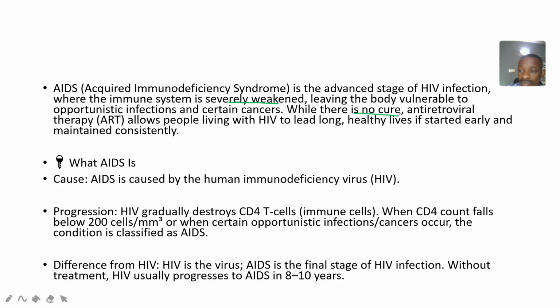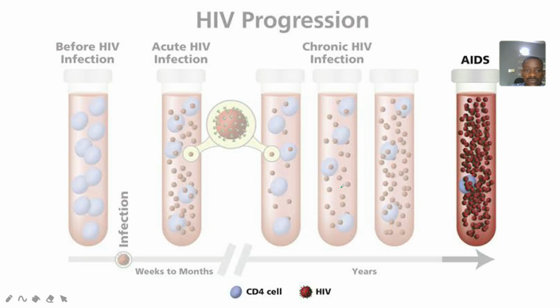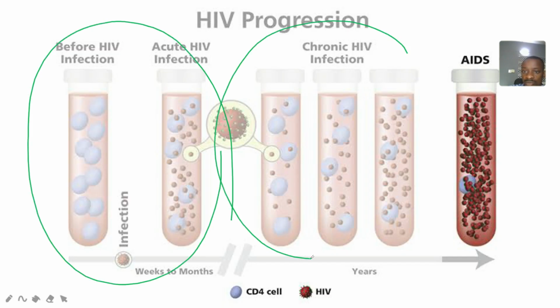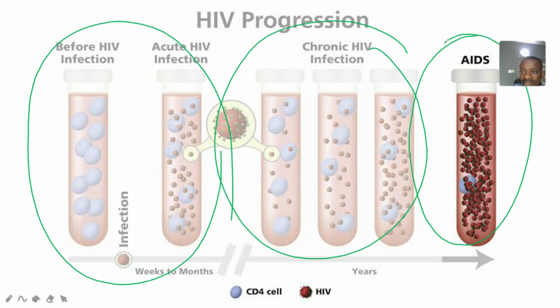So usually there's no cure, and well, if you are sticking to your drugs, you can live long. That's antiretroviral therapies. So AIDS is caused by HIV. Normally you have HIV becoming acute, becoming chronic, and then you're having the AIDS coming up.